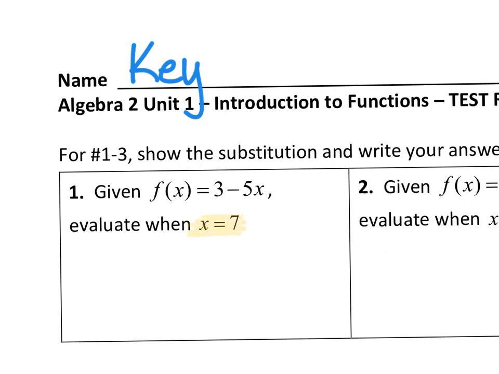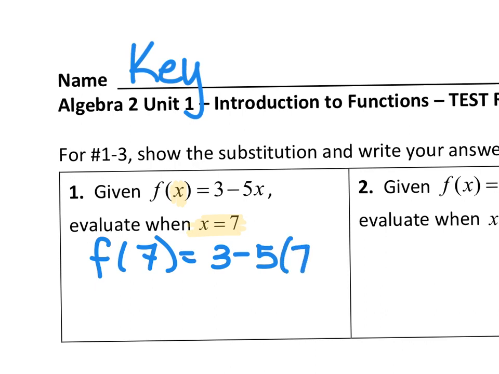If we're looking at when x equals 7, we want to rewrite the function with the 7 where the x is, in between the parentheses. So we write f of 7 equals 3 minus 5, and then we're going to also replace the x with the 7, so 3 minus 5 times 7.